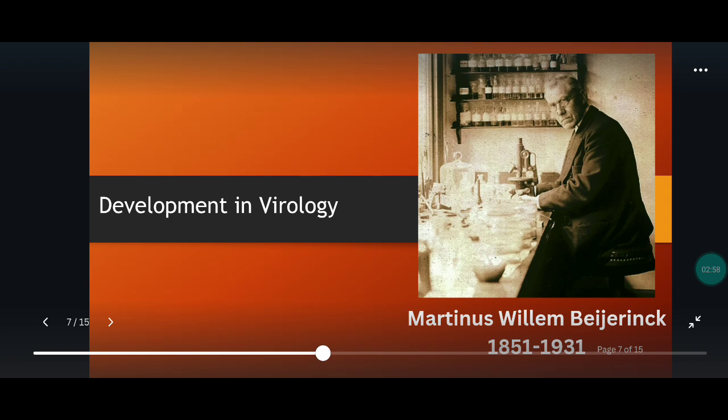Moving on to the next field in medical microbiology, developments in virology. Martinus Willem Beijerinck is regarded as the father of virology. He is a Dutch microbiologist and botanist, regarded as the founder of virology as he was the first to recognize viruses and call them contagium vivum fluidum.